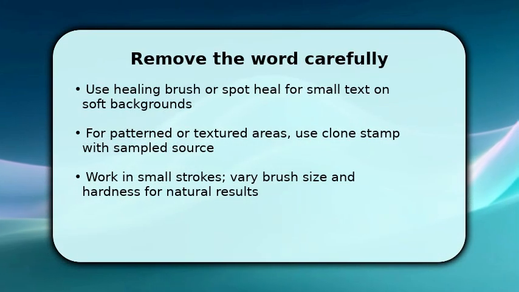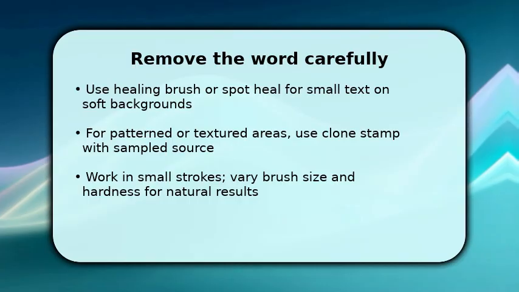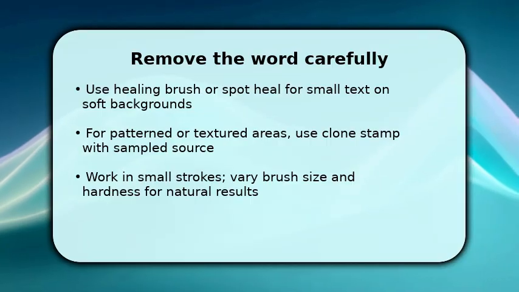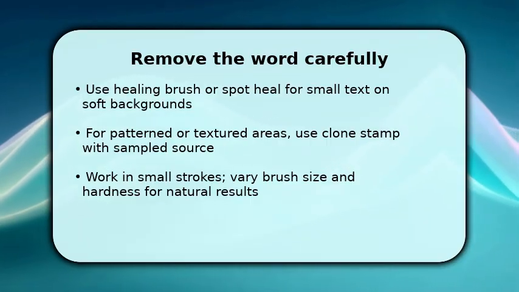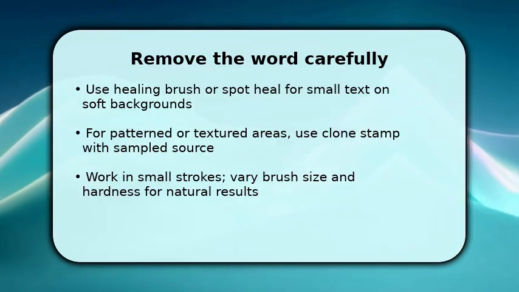Now you'll remove the text itself by painting over it with the chosen tool. Start with small strokes and frequent resampling of source areas so patterns remain consistent. This avoids repeating artifacts. Once the bulk of the letters are gone, switch to a soft healing brush to blend edges and match surrounding noise and grain.